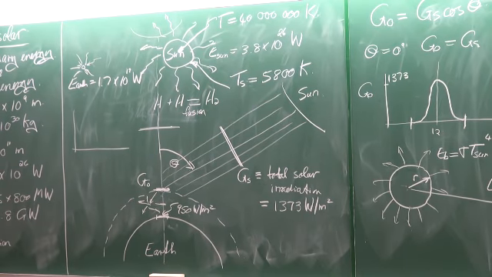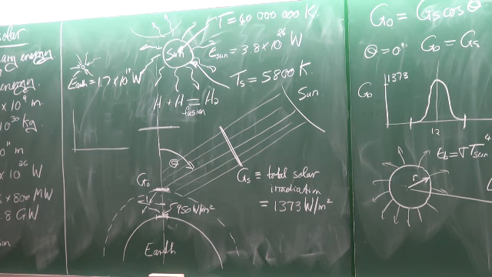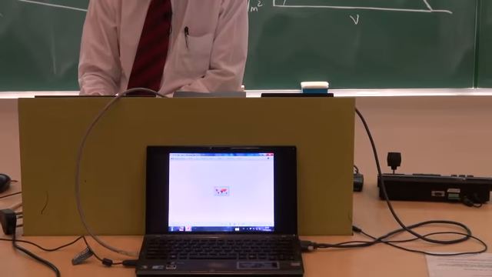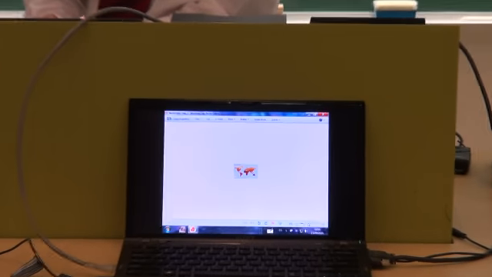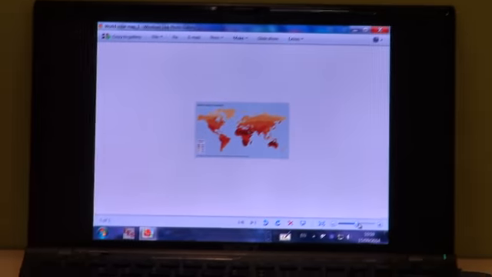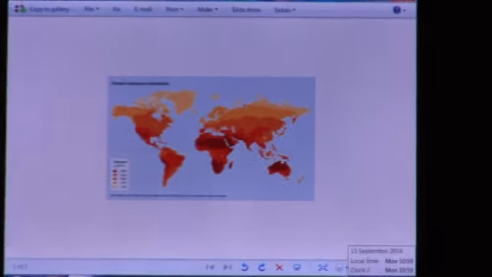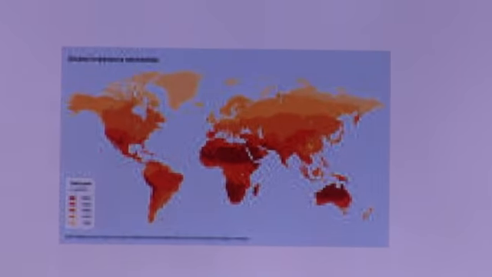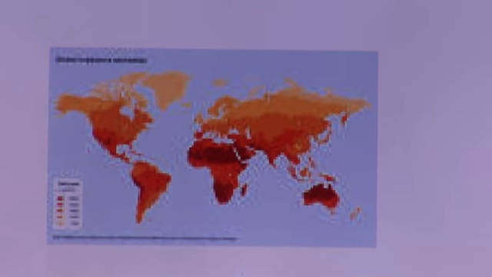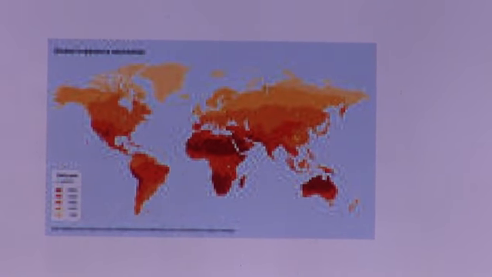Now, let's look at, typically, if I can open this. Now, the average of 950 is the world average. Okay. Now, if you look on this map, unfortunately, the map doesn't become very clear as it is being enlarged. There are places on Earth where this radiation is much higher than other places.